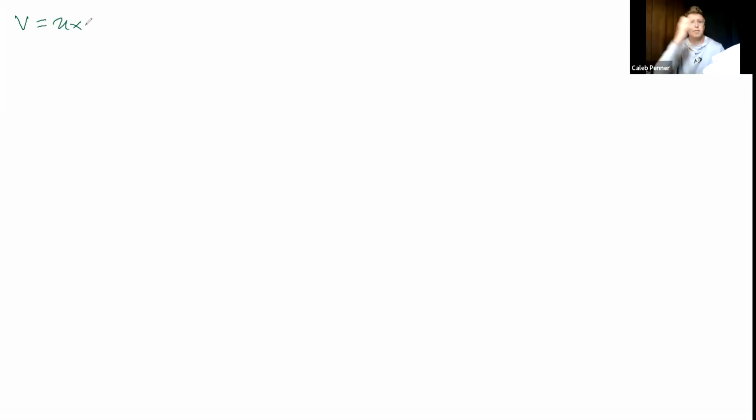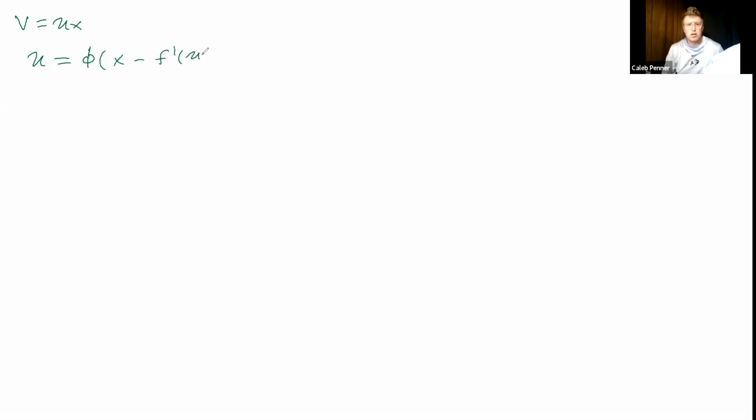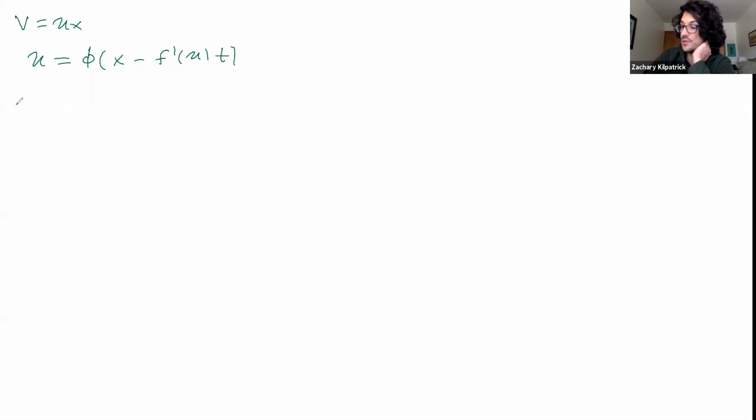So the reason they set that up in the book is that you just want to get something that you can solve for u sub x, right? Do you already have the implicit solution for u? Yeah, u zero of x minus f prime of u t. Right. So then you don't have to go through those steps. You can just compute u sub x from this using the chain rule, right?